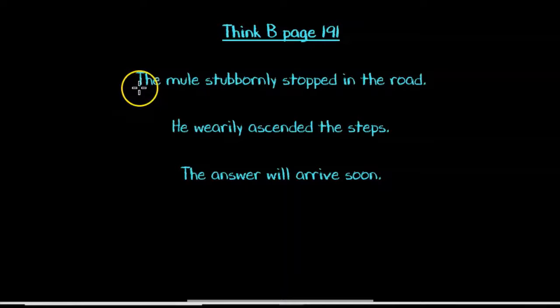So let's take a look at this first one here. This is number 1 in your book. The mule stubbornly stopped in the road. What is our adverb? Yes, awesome. Stubbornly. Okay, stubbornly. Now, what word does stubbornly describe? Where are we going to draw an arrow? Think about it. Stopped. Yes, stubbornly tells us more about stopped.